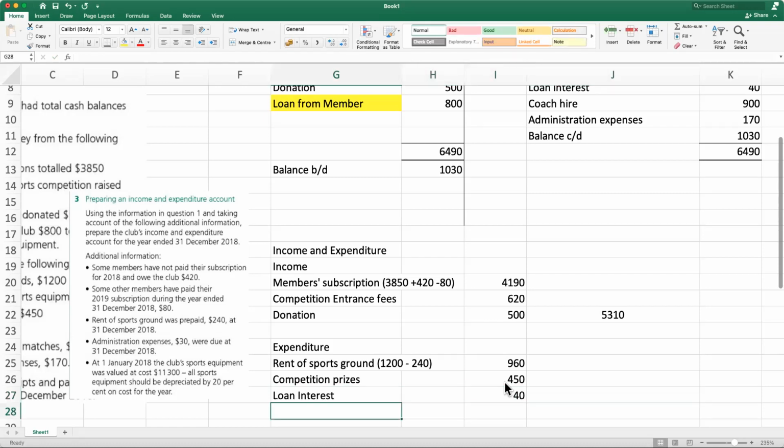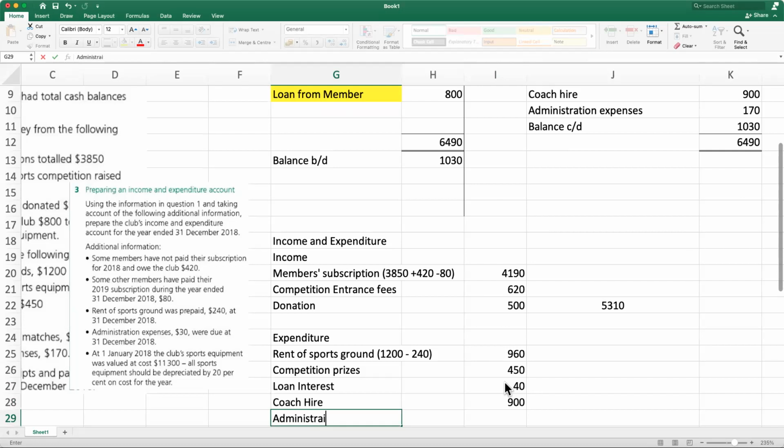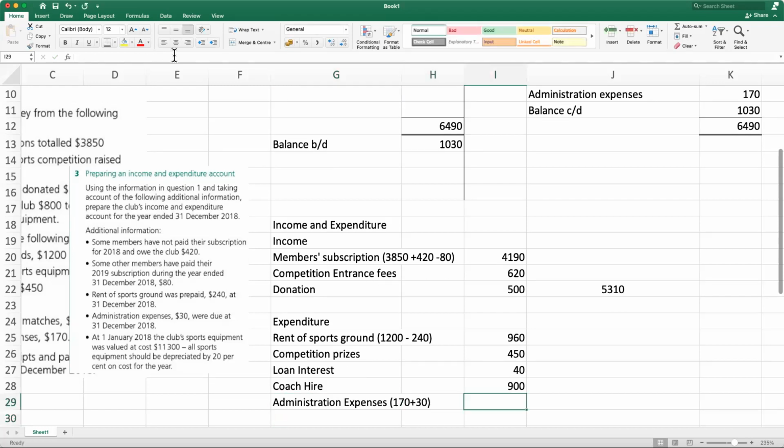40. Coach hire, 900. And then you have your administration expenses. So 170, you need to add 30 because it is due. 200 here.